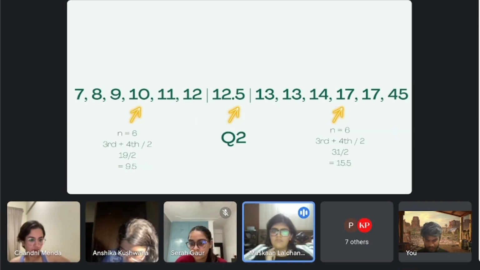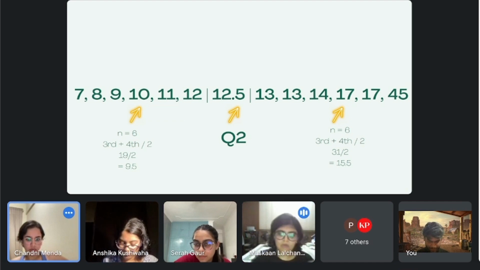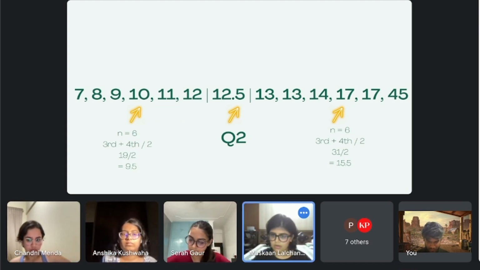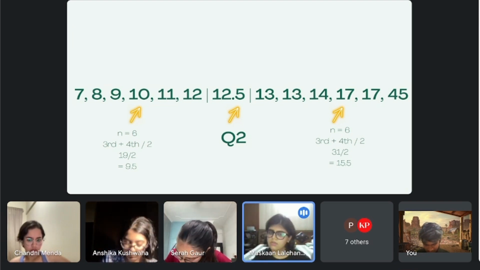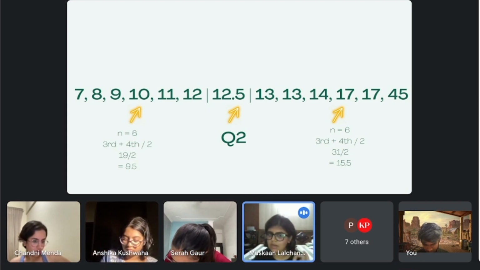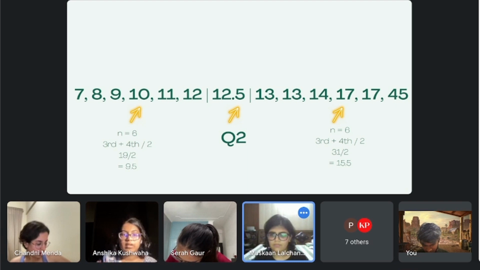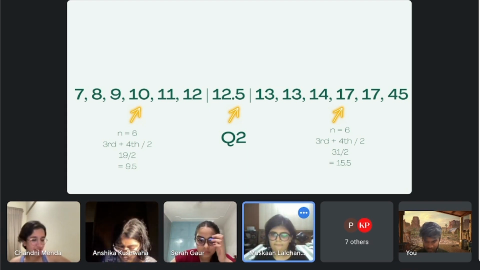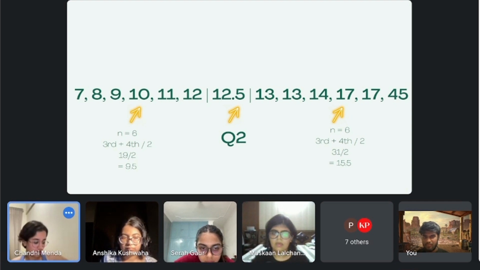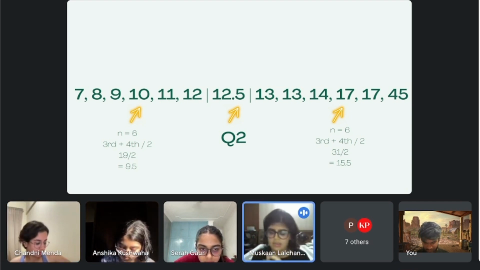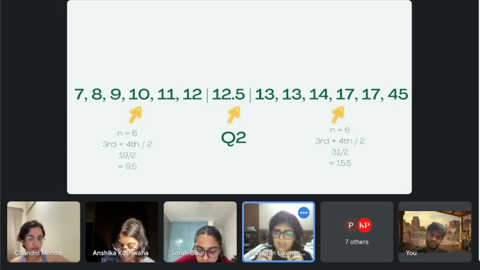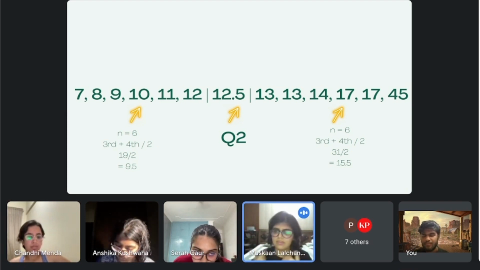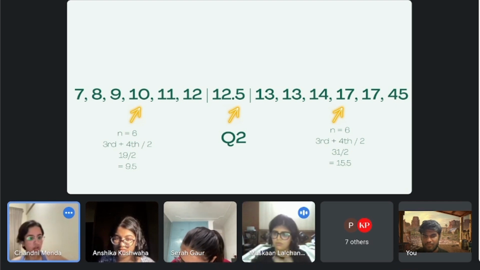The first group was 7, 8, 9, 10, 11, 12, right? Yes. So let's take out the median for the first group now, using the same formula. Third term plus fourth term divided by 2, which makes it 9 plus 10 divided by 2, which comes out to be 9.5. Why is it third plus fourth term? Because here the total number of terms is 6. So n is 6. The formula for median is n by 2, which means 6 by 2, which means the third term plus the fourth term, n by 2 plus 1.